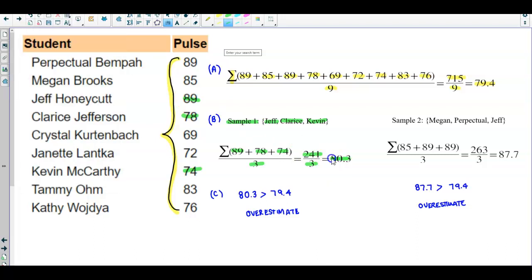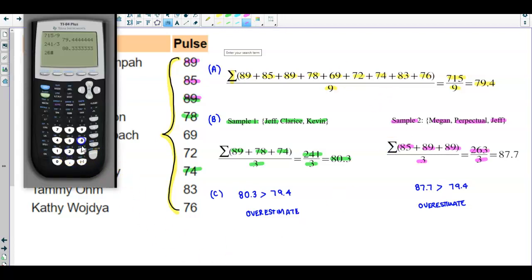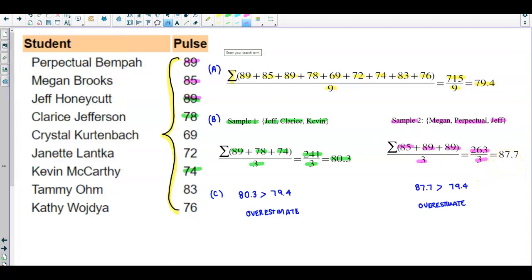Okay, now let's take a look at sample 2. Well, sample 2 represents Megan, Perpetual, and Jeff. Megan had a value of 85. Perpetual has a value of 89, and then Jeff has a value of 89. When we add those together, we get 263, and we're dividing it by the sample size of 3. So if we take 263 and then divide that by 3, we get 86.666667. Rounding this to one decimal place gives us 87.7.